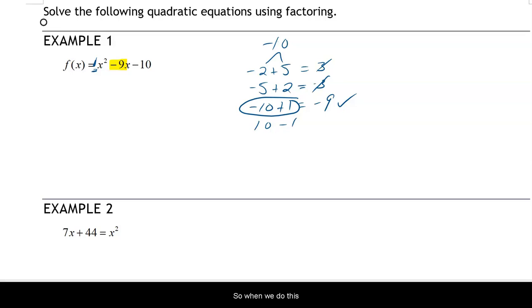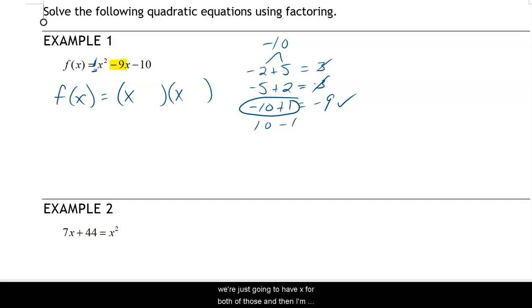So when we do this, we would have our f of x equals, and we're going to have two binomials here. Since that x squared is a 1 coefficient, we're just going to have x for both of those. And then I'm going to put my factors in. So negative 10 and plus 1. I can always use FOIL to check myself and make sure my answer is correct.